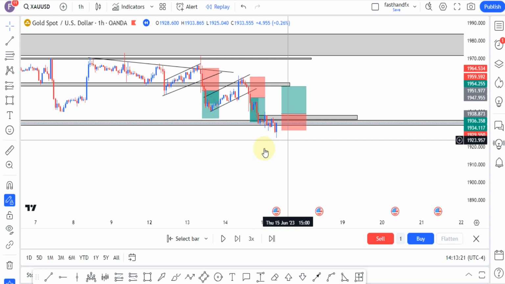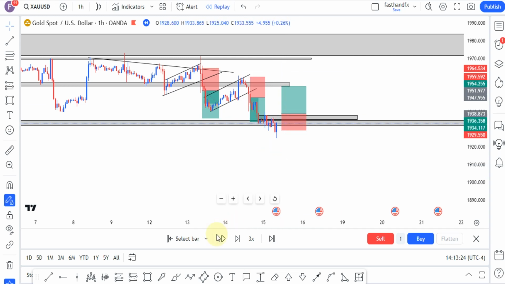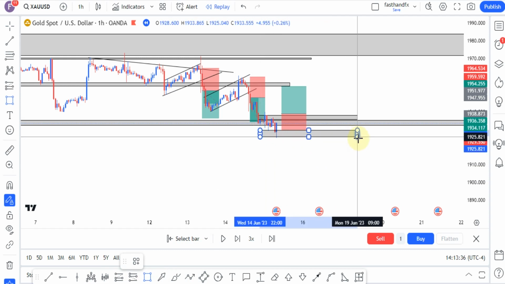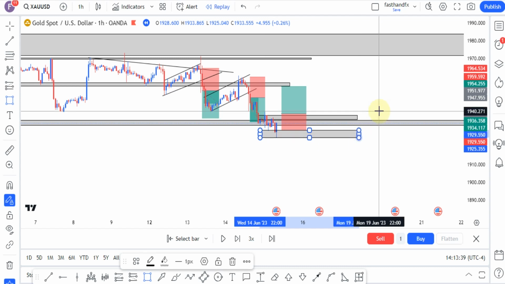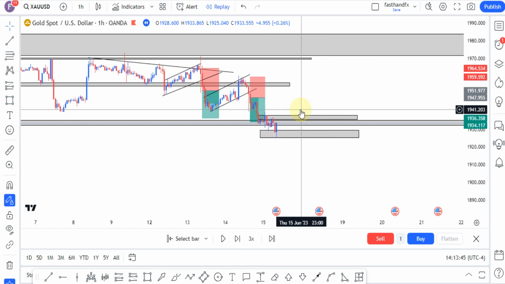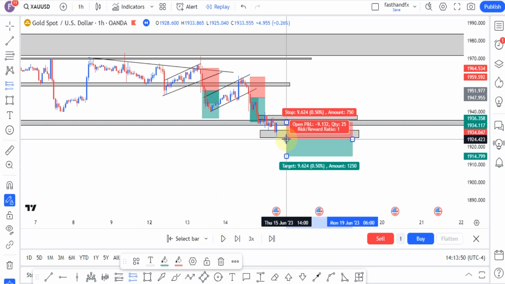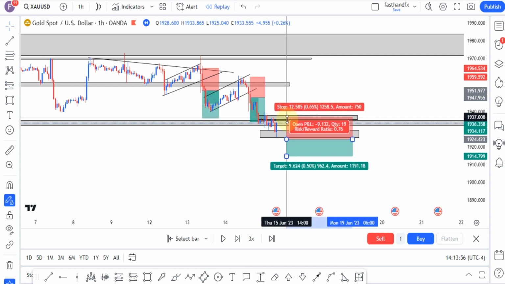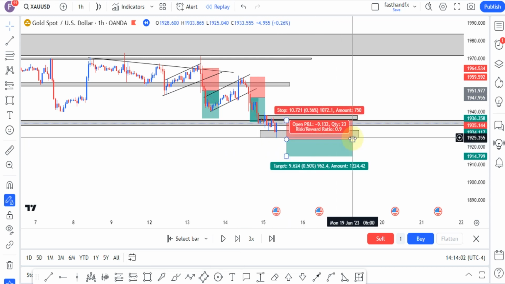But if it doesn't break above this immediate high, then we'll expect the market to come down and take out these lows down here. And after the market has taken these lows, then we take our entry from this point. Our stop loss is above this area, that's around 100 pips stop loss.